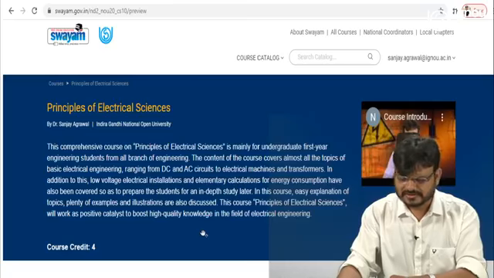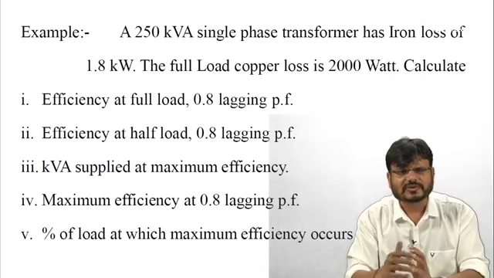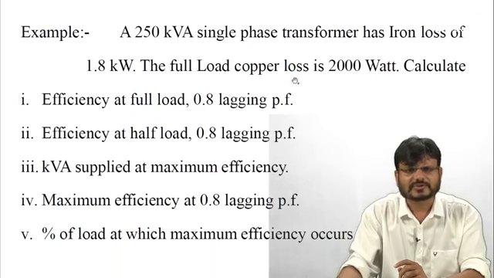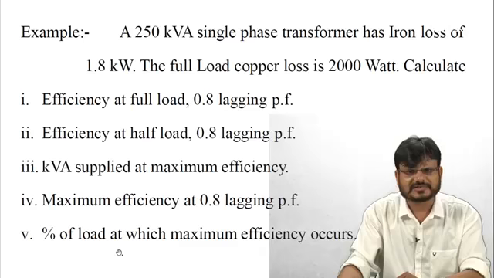So there are two questions that we can take, for example, to find out how the efficiency is calculated. A 250 kVA single phase transformer has iron losses of 1.8 kilowatt and the full load copper losses are 2000 watt. You have to calculate the efficiency at full load, 0.8 lagging power factor. Second is the efficiency at half full load, 0.8 lagging power factor. Then you have to calculate the kVA supplied at maximum efficiency, then the maximum efficiency at 0.8 lagging power factor, then the percentage of load at which maximum efficiency occurs.